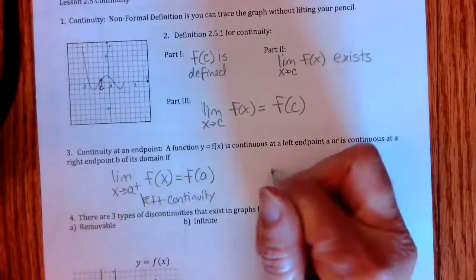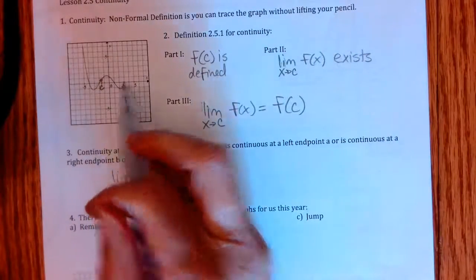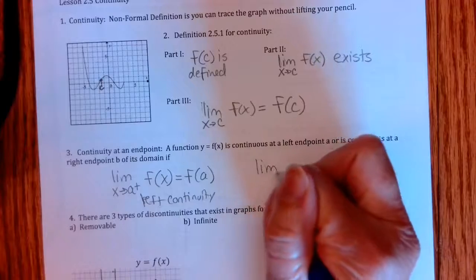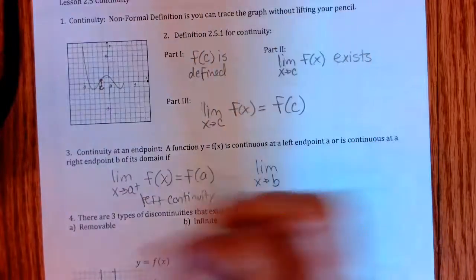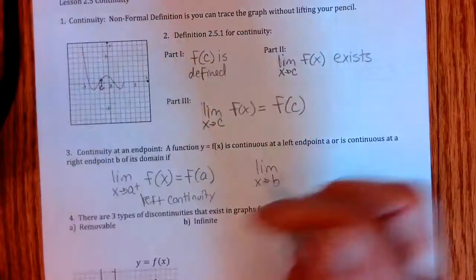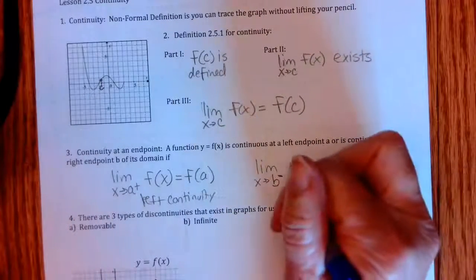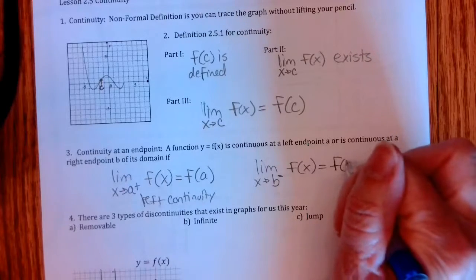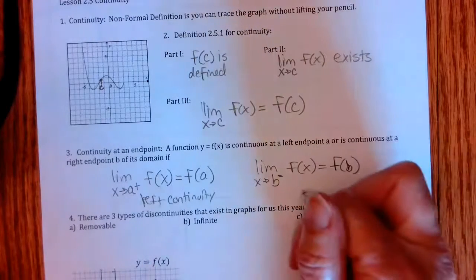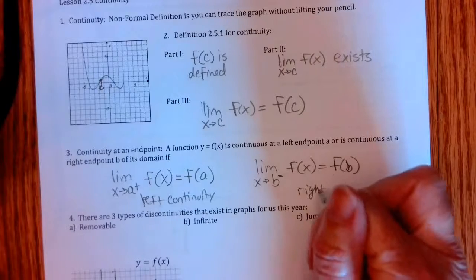The right-hand continuity would be over here at like (3, 0). So I would say the limit as x approaches, we'll use b this time, coming from the left to get to that right endpoint of f of x equals f of b. So this is right continuity.